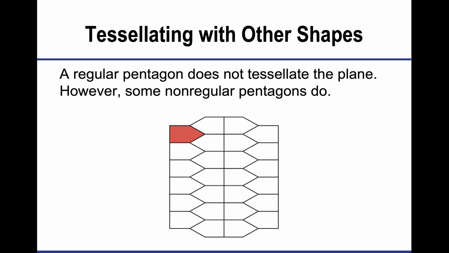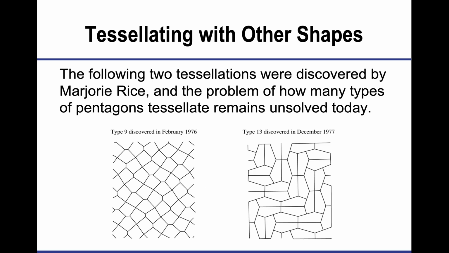So a regular pentagon does not tessellate, but non-regular pentagons will tessellate like these shown. So you can look and see every side is not congruent here, and because of that, I'm actually able to create a tessellation. These tessellations were discovered by Marjorie Rice, and the problem of how many types of pentagons tessellate is really unsolved today. There's a lot of different ways to draw pentagons, and they are going to tessellate in many different ways.